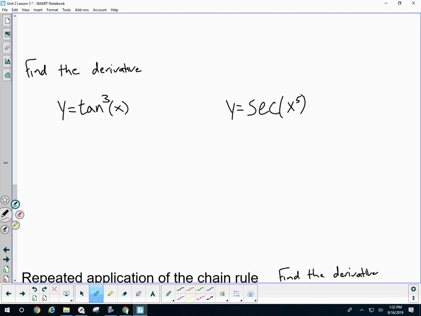Making sure you understand outsides and insides. It is helpful to rewrite whenever you see trig functions. I would rewrite this as tan x cubed. This is already written out for me: secant of x to the 5th. Here the outside is a parentheses to a power. Here the outside is a trig function. Let's just write down the outsides and the insides, and we'll talk about the derivative of the one on the right in a second.